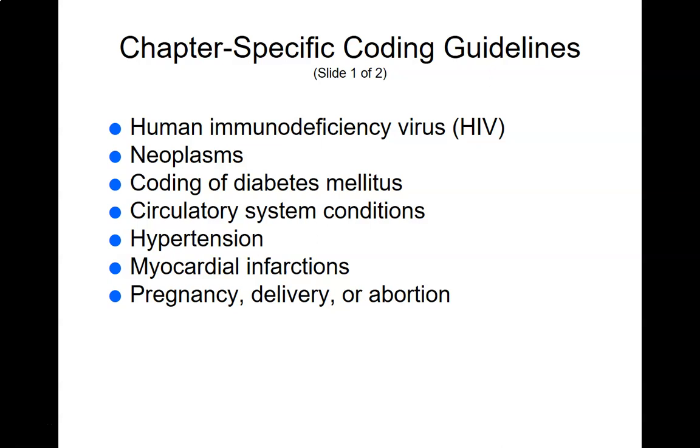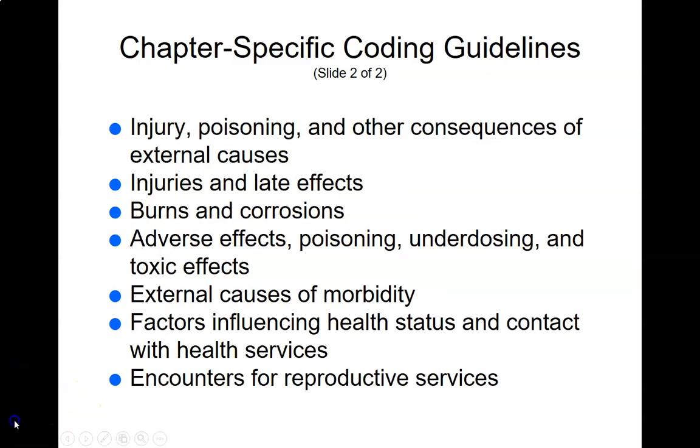And these are some of your chapter-specific coding guidelines: human immunodeficiency virus, HIV, neoplasms, coding of diabetes mellitus, circulatory system conditions, hypertension, myocardial infarctions, pregnancy, delivery, or abortion. Injury, poisoning, and other consequences of external causes, the injuries and late effects, burns and corrosions, adverse effects, poisoning, underdosing, and toxic effects, external causes of morbidity, factors influencing health status and contact with health services, encounters for reproductive services.